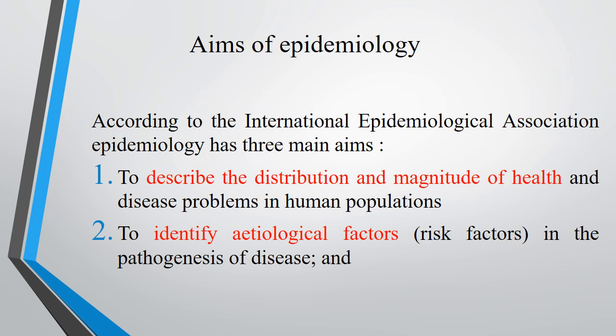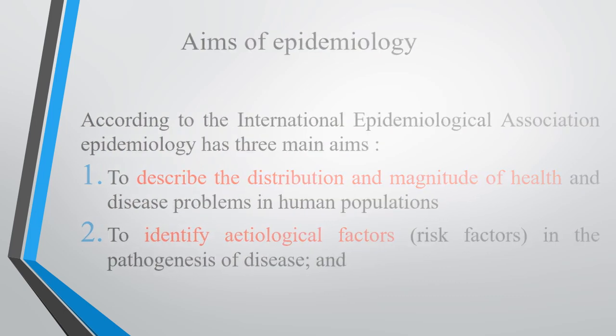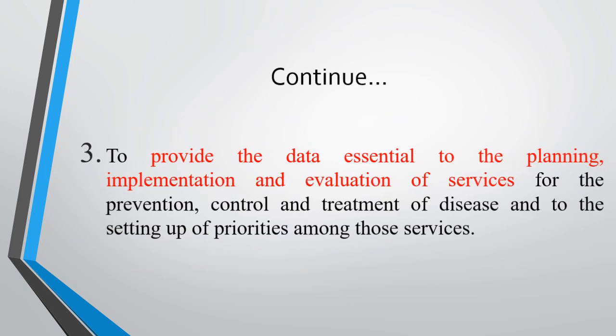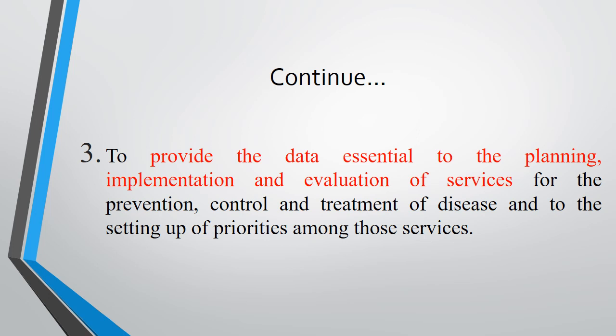Then second aim is to identify etiological factors in the pathogenesis of disease. So if any disease is present, what are the risk factors, what are all the causes of the disease, that we will see. Then third aim is to provide the data essential to the planning, implementation and evaluation of services. Mainly we are providing the data for planning health related services.